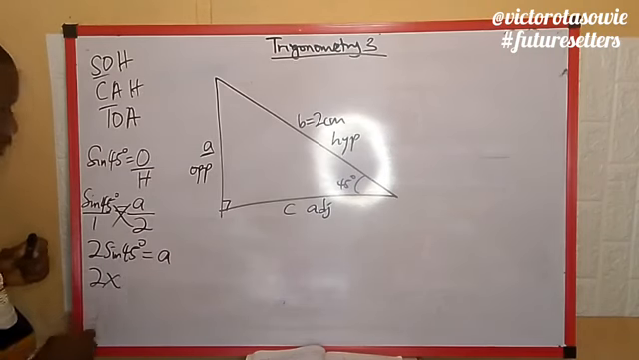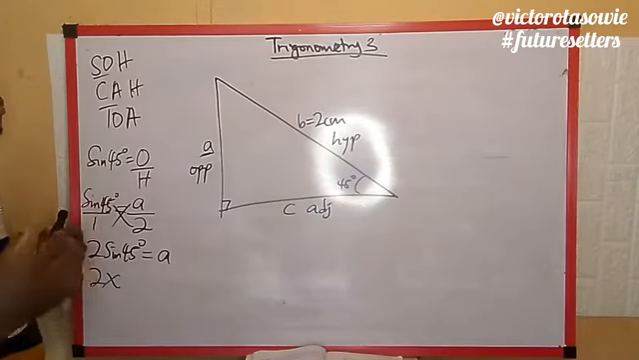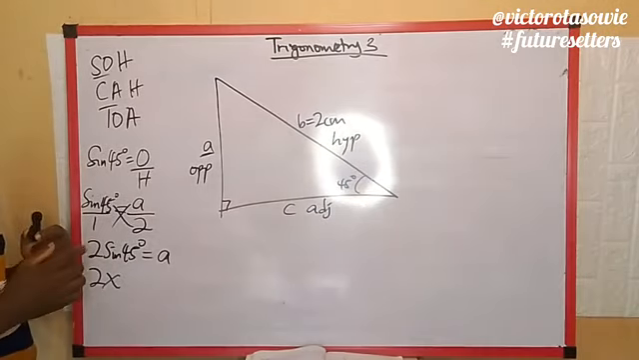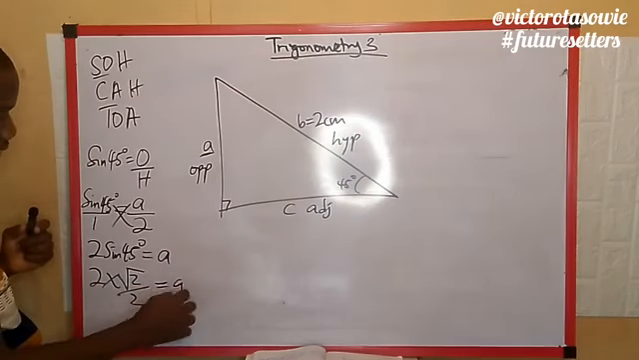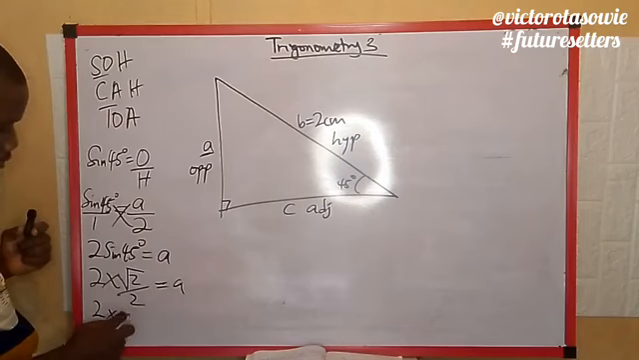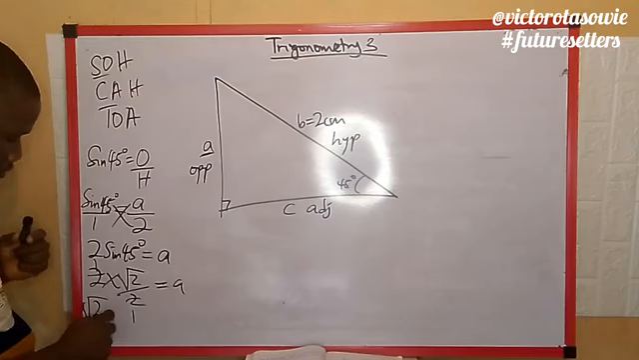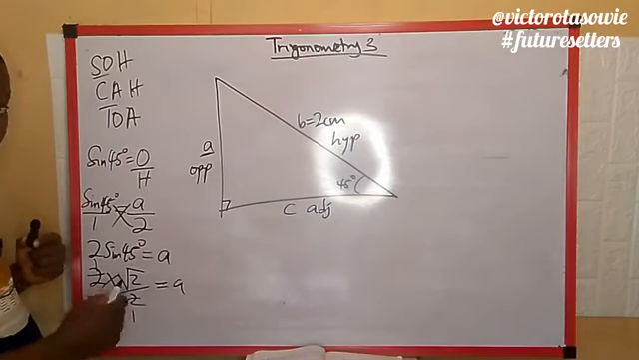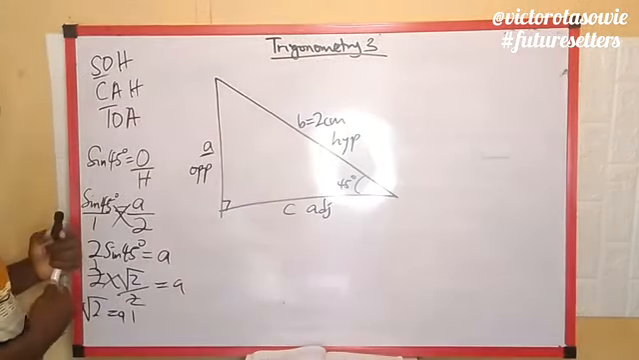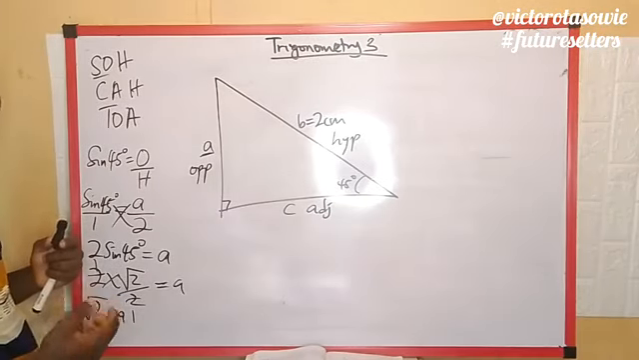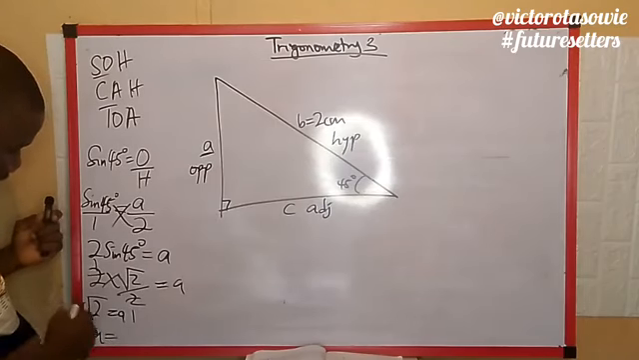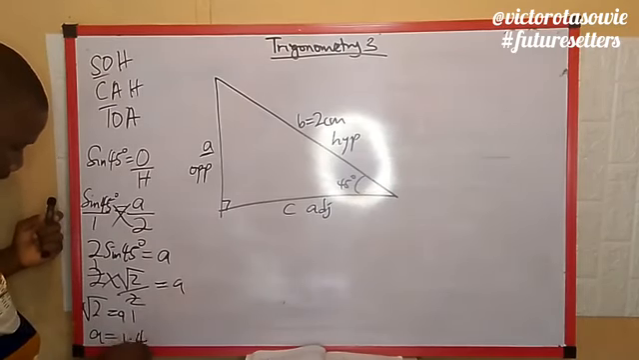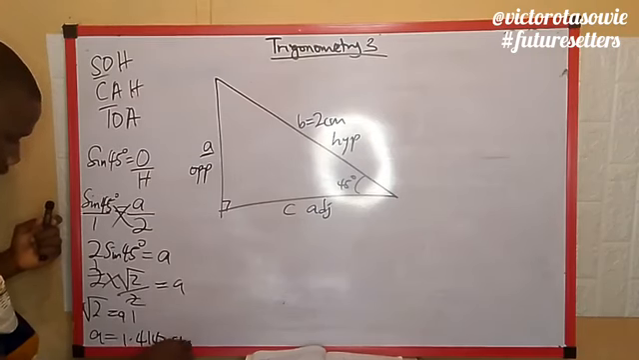Now we have 2 times sine 45. Go to the last video, or to your notes, and check what sine 45 is. We said that sine 45 is root 2 over 2. So we have 2 times root 2 over 2. The 2 cancels the 2, so our answer will give us root 2. This means that A is root 2. If you check the square root of 2, you'll get your answer. So A is root 2, and our answer will be 1.4142 centimeter.